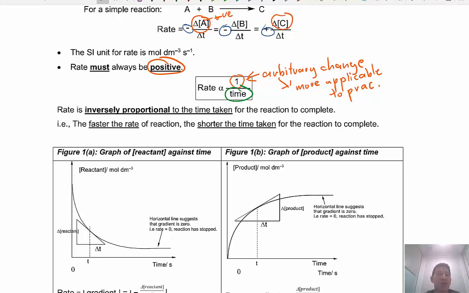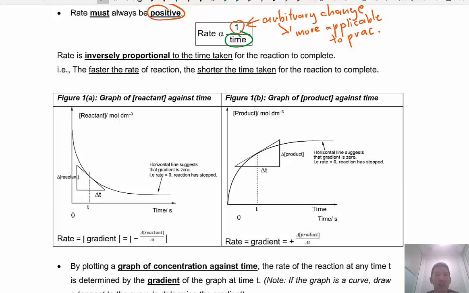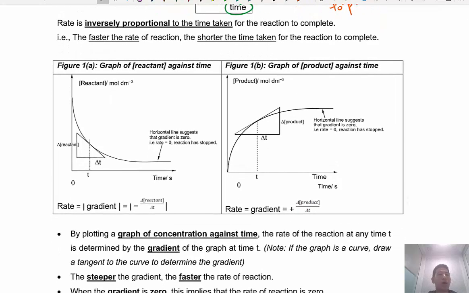Unfortunately, in kinetics, the rate may not always be constant. So we will go through that in greater detail. But now just take a look at figure 1a and 1b. So we have two graphs. Let's just focus on 1a. Graph of reactant against time. Take a note of the axis. This is the axis. Maybe I should highlight this instead.